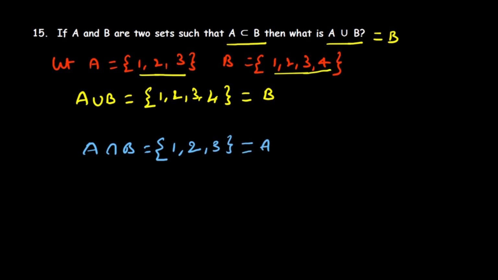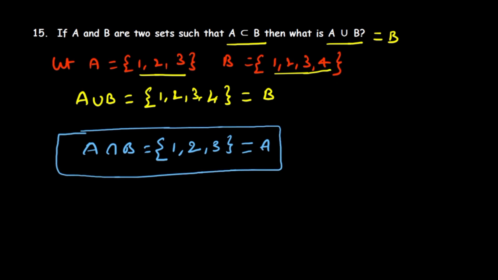So don't forget this condition. If A subset B, then A intersection B is equal to A. If A subset B, then A union B is equal to B. These are the two most important bits.